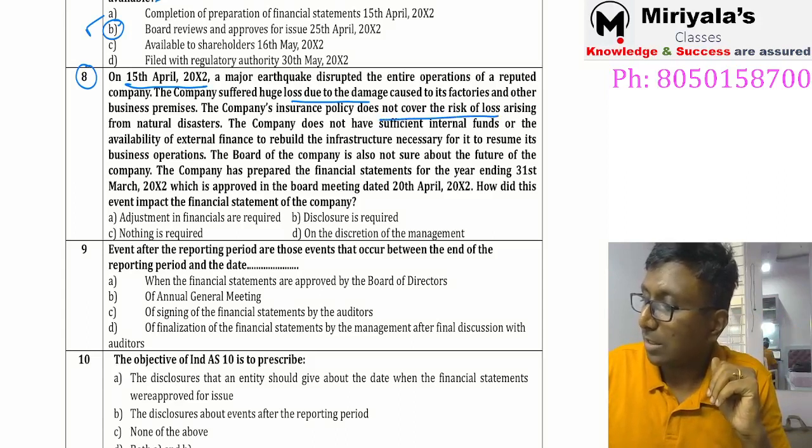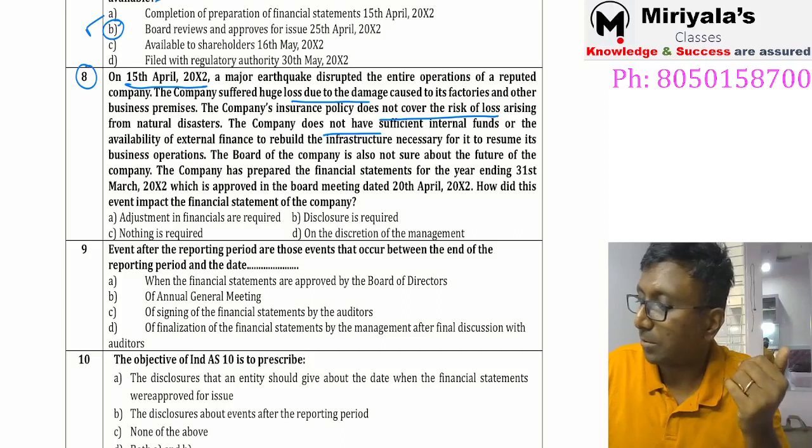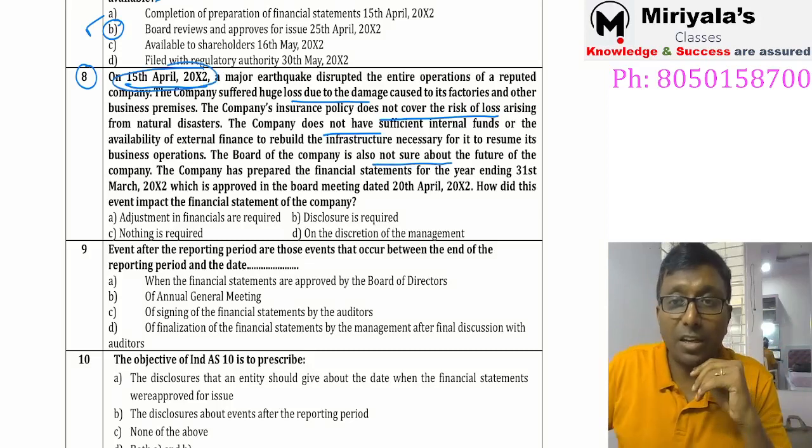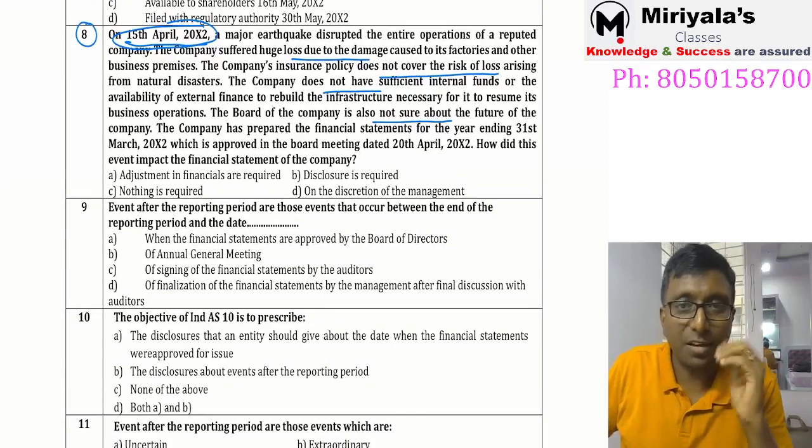Arising from the natural disaster, the company does not have sufficient internal funds available. The board of the company is also not sure what to do. Correct? So tell me guys, why should I discuss so much? Is it an adjusting event or non-adjusting event? This is discussed in the classroom also.